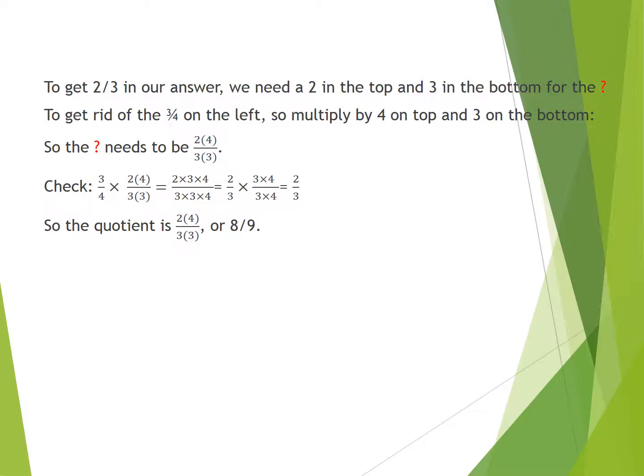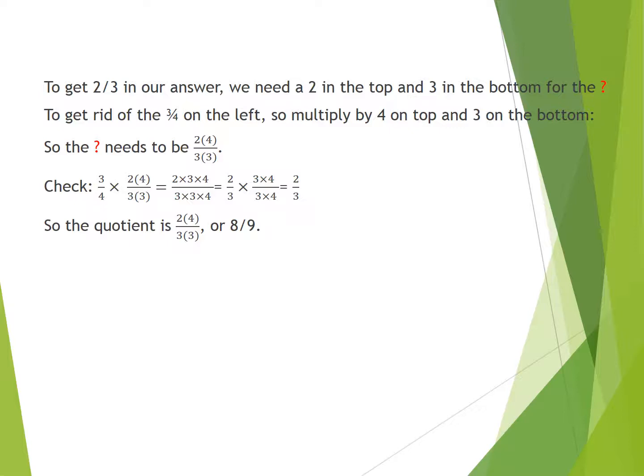To put in the 2/3, I need a 2 in the top and I need a 3 in the denominator. To get rid of the 3/4 on the left side, I need to multiply by a 4 on the top to compensate for the 4 on the bottom, and I need to put a 3 on the bottom to simplify out that 3 on the top. So that question mark, the answer to our division problem, needs to be 2 over 3 times 4 over 3, or 8 over 9.